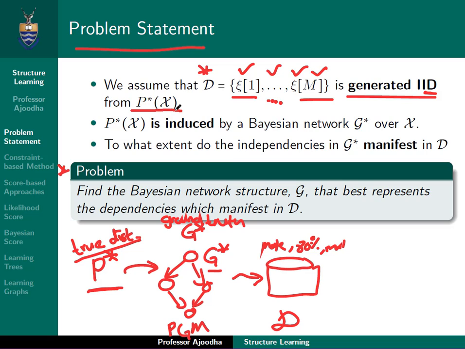This P star here, when you see the star, we're talking about the true network. This is the distribution over a set of variables, not edges. So that's your fancy X, where fancy X is equal to x1, x2, x3, all the way to xn. So that's one of the assumptions that we need to make.